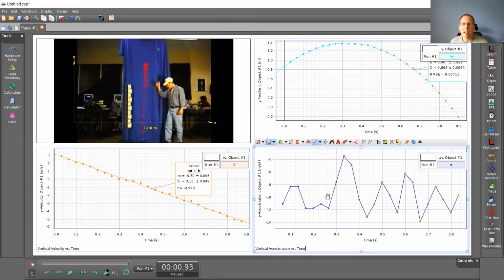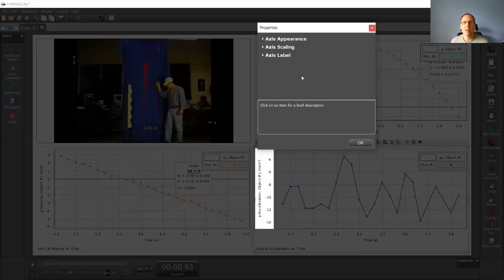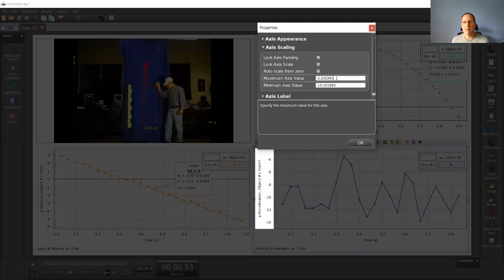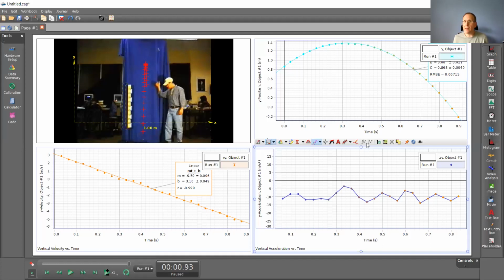But instead, what we're going to do here is change the scale on the y-axis. So if you click anywhere on the y-axis, see where you see that double arrow there? So right click, go to axis properties, axis scaling, and let's change the maximum value to be like maybe 20, and the minimum value to be like maybe negative 30, let's say. Okay, so actually that looks a lot better.